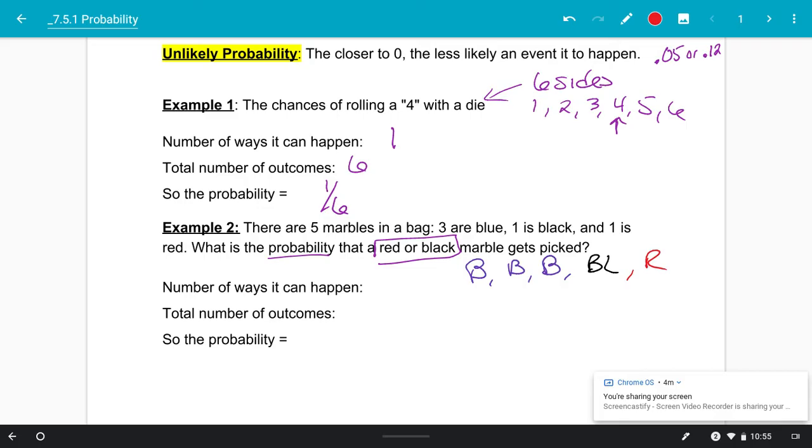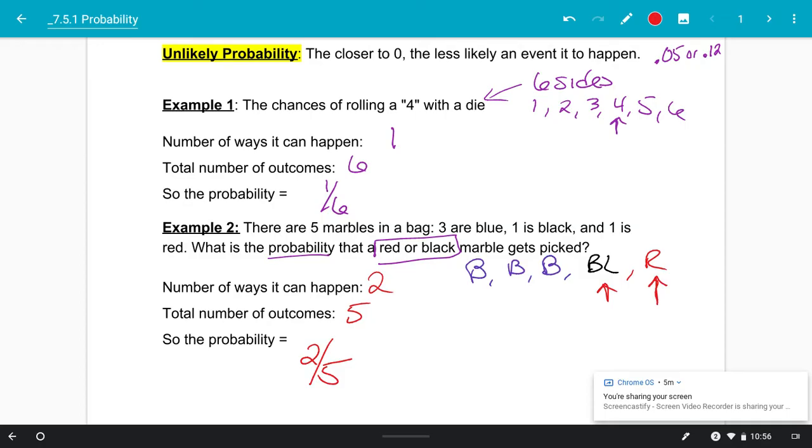Okay, so we want to pick a red or a black. So we would be a success if we pick a red, or if we pick a black. So what is the probability that a red or black marble gets picked? So the number of ways it can happen, we have two options. We can pick that black marble or the red marble. And then how many different marbles could we have pulled from the bag? When we reach into the bag, there are 5 different outcomes that we could have gotten. We could have gotten the blue, blue, blue, the black, or the red. So there's 5 different total outcomes in pulling a marble out. So what is our probability? It would be 2 out of 5.